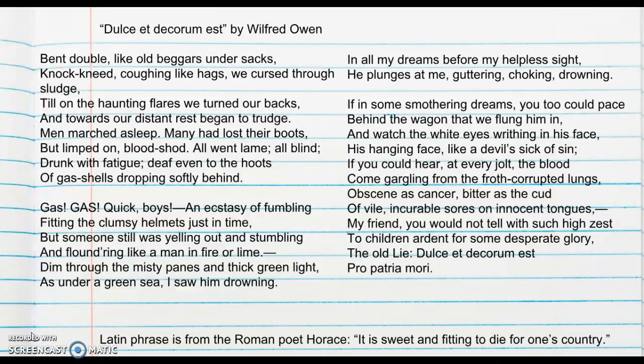Okay, so the first part of the poem is describing these horrendous conditions of the war that the poet was facing. And then in the last stanza it switches and it says, if in some smothering dreams you too could pace behind the wagon that we flung him in. Now he's directly addressing the audience, and that's a change from the structure previously used in the poem. So you know that's where the shift is going to occur.